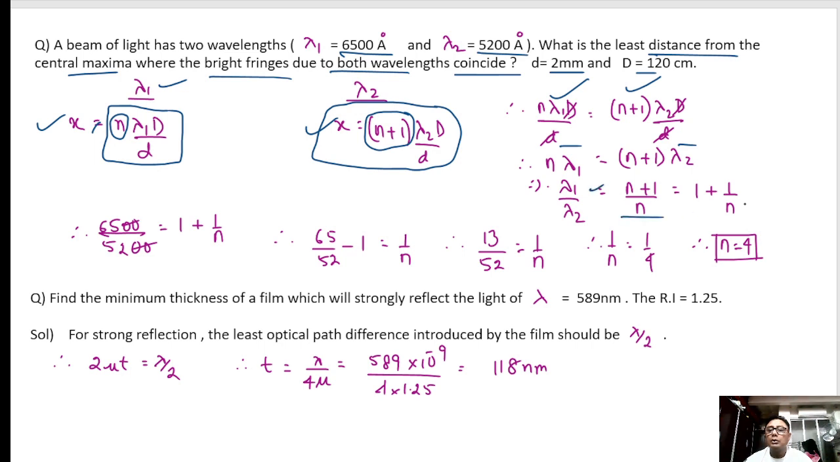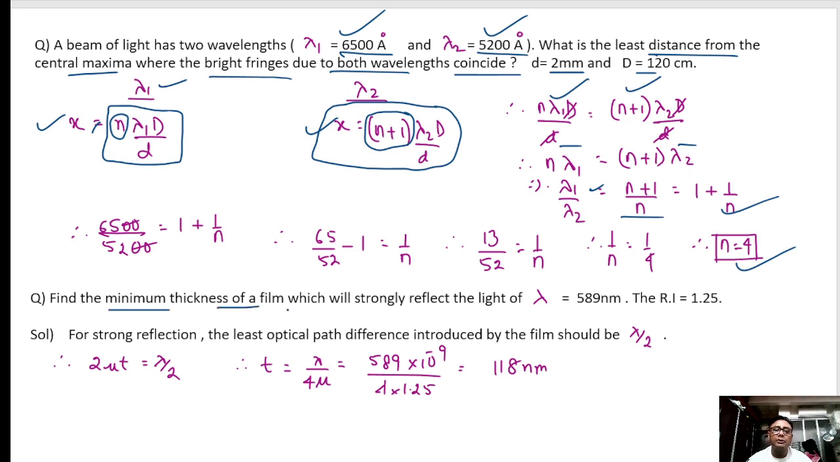So from here we can calculate the value of n. That means the 4th bright fringe due to this wave and the 4th bright fringe due to this wave will have the same distance from the center. Okay.